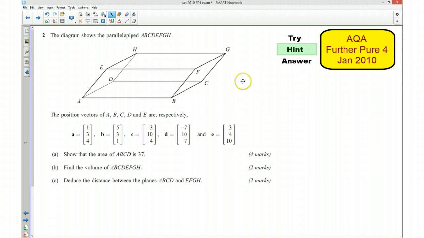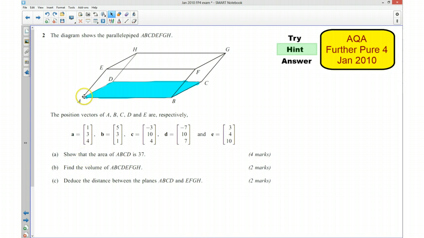So in this question, we've got the parallelepiped, and we're given the position vectors for each of the vertices of our parallelepiped, and we want to show first of all that the area of ABCD is 37. So what we're looking for is this area here. So we need to show that area is 37.